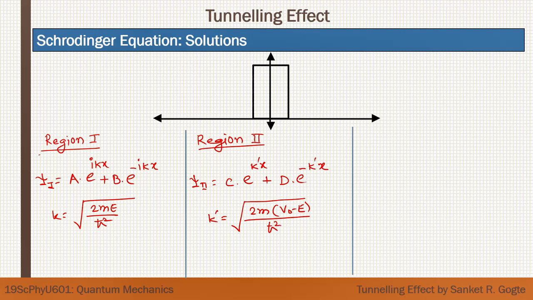I want you to focus on the equation in the second region. In the previous example, the one-dimensional step function potential, we discarded the first term, and that was because the first term blows up when x tends to infinity. That range extending to infinity was present in the second region, and therefore the first term is not an acceptable solution there, so we kept only the second term.